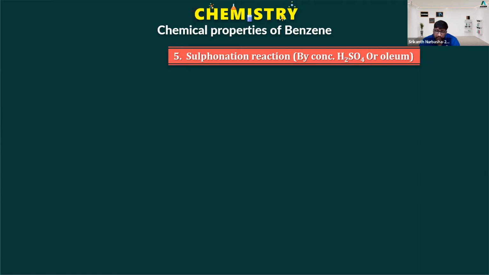What happens in this case? Electrophile, what is the electrophile? SO3 you can take as the electrophile. SO3, H2SO4 plus SO3, is nothing but oleum. SO3 is the electrophile, so the pi electron density is going to attack the sulfur.